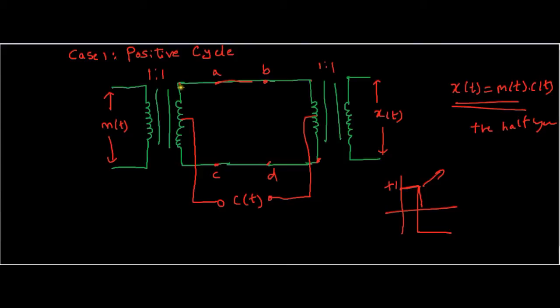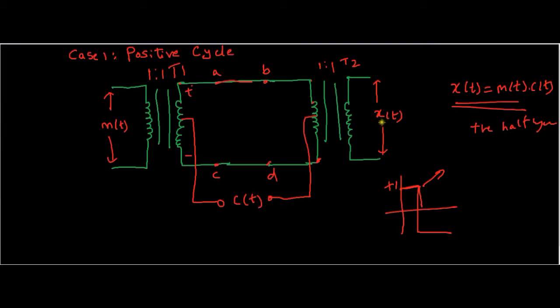As you can see, the message signal will appear across the secondary of the transformer T1. This is the primary of T2. Since it is connected in the direct fashion, you can say it is multiplied by +1. So that's what happens in the positive half cycle.